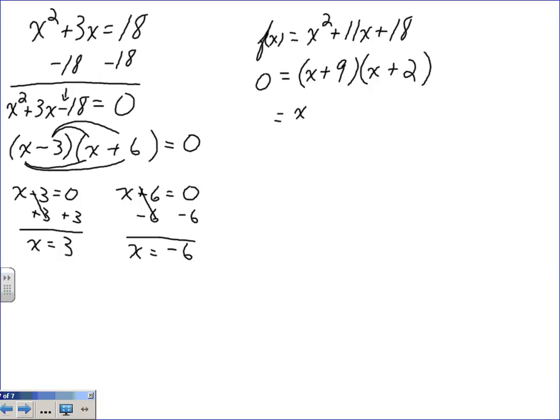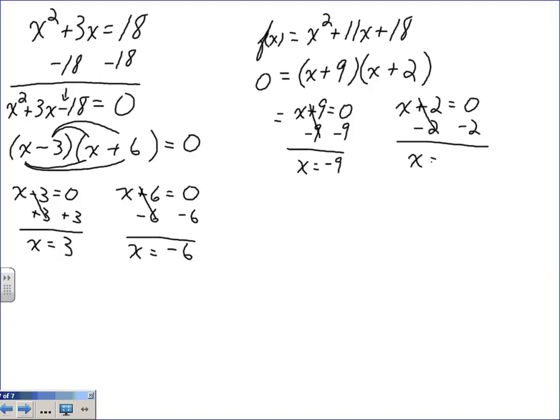So either x plus 9 equals 0 or x plus 2 equals 0. And if I subtract 9 from each side on the first equation, x could equal negative 9. On the second equation, if I subtract 2 from each side, x would equal negative 2. And that's my two solutions.